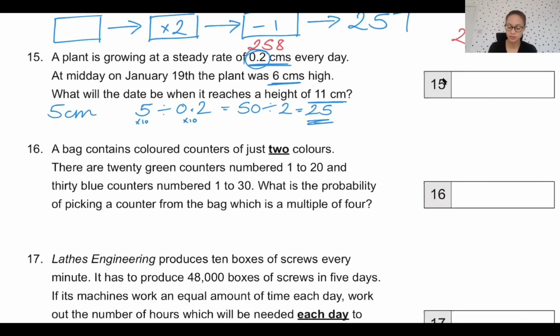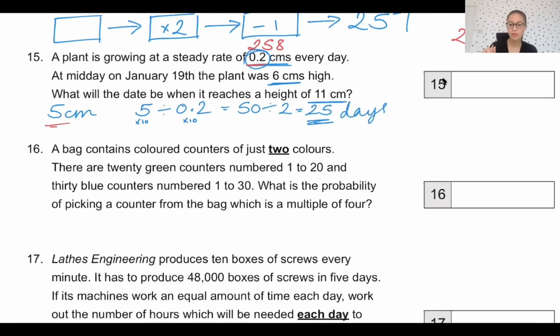So we divide. This, again, is one of those questions where if you're not sure, try it with some easy numbers. So let's say it grows 5 centimeters every day, and we need it to grow 20 centimeters in total. How would we figure out how long it takes? We do 20 divided by 5. So here we did 5 divided by 0.2 to figure out how many days it is, and it's 25 days. Then we need to do 25 days later than January the 19th.